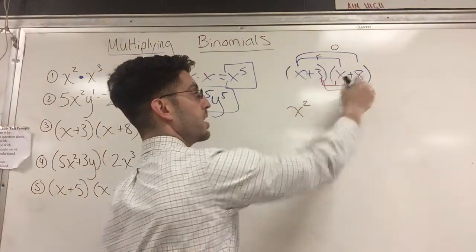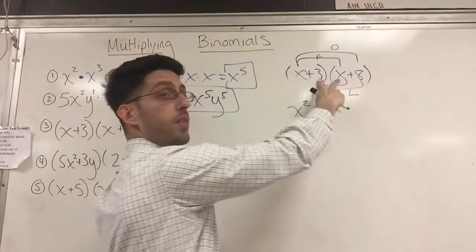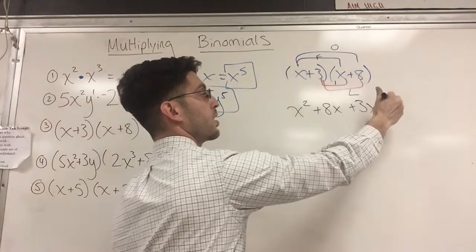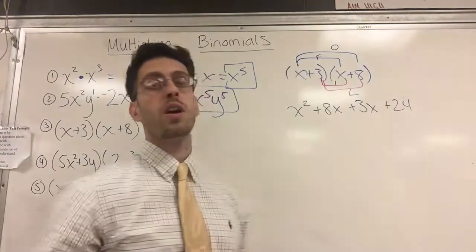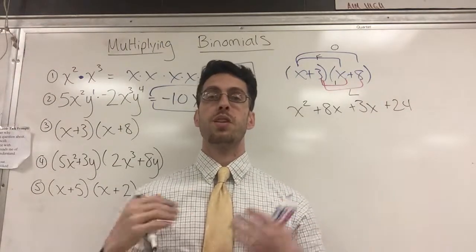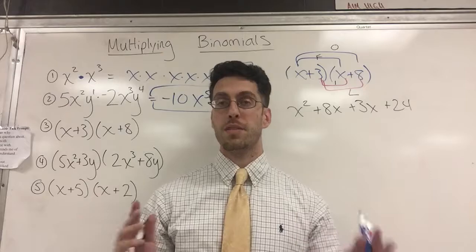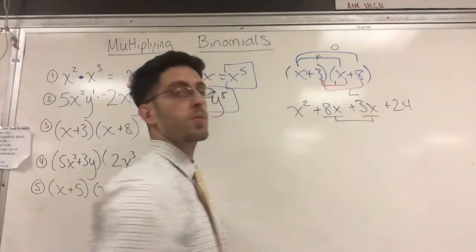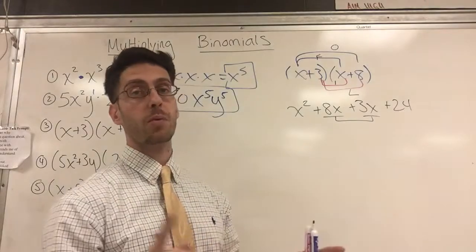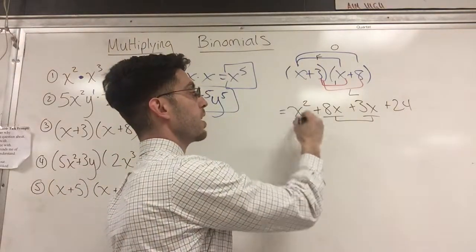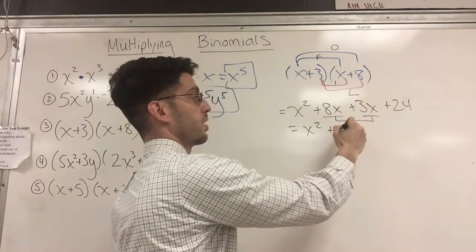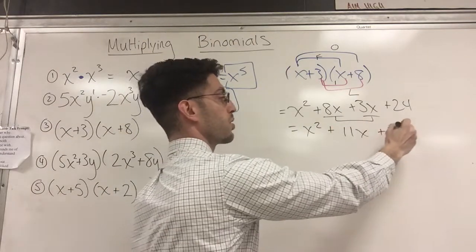X times 8 is 8x, 3 times x is 3x, and 3 times 8 is positive 24. Notice I picked only positive questions. In future videos I'll do some where I mix up the signs. Then you learn something called combining like terms, where you look for the same variable and the same exponent. So my final answer would be x squared plus 8 plus 3 is 11x plus 24.